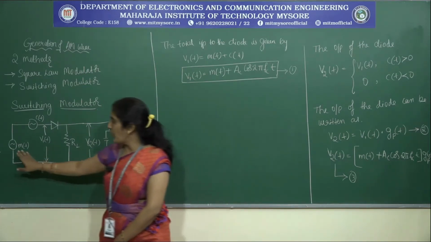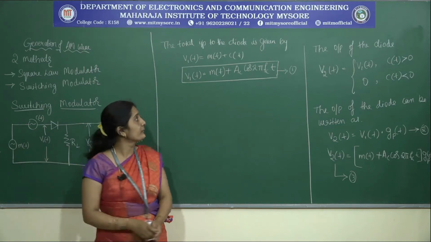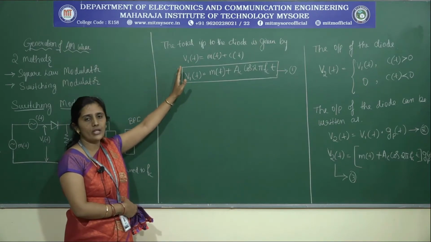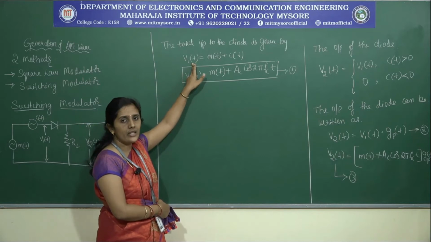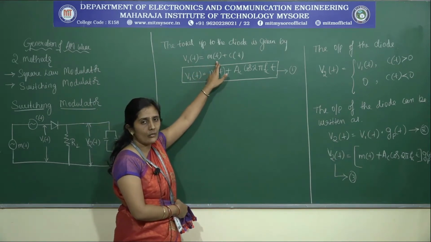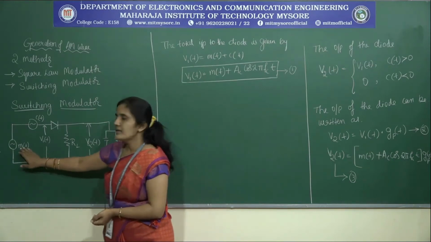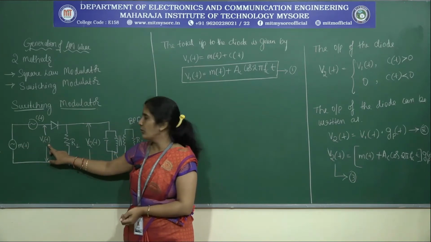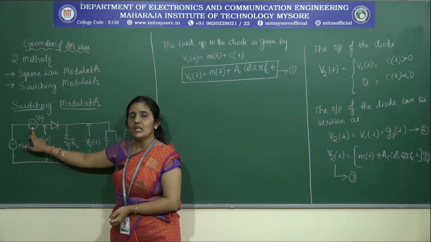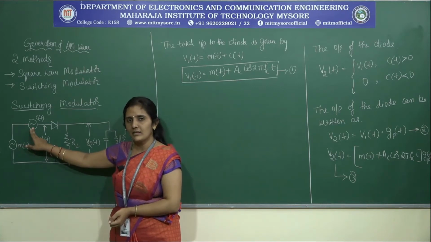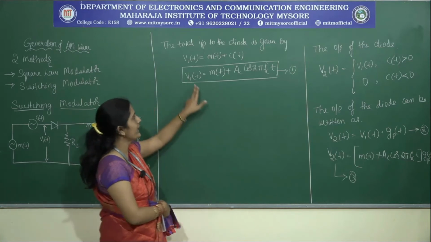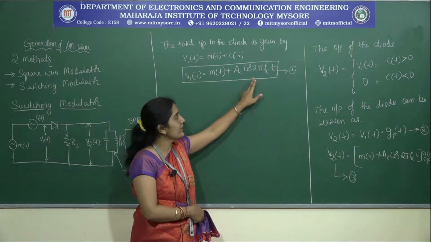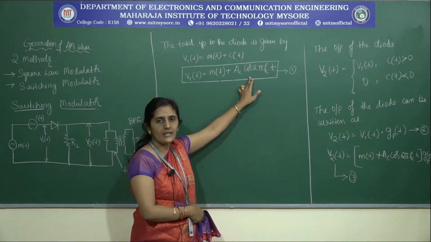Whenever we apply the signals m(t) and c(t), the total input to the diode is v1(t) equal to m(t) plus c(t). Here we add the message signal and the carrier signal. We know the amplitude of the carrier waveform, so we write v1(t) equal to m(t) plus Ac cos 2 pi fc t. Let us consider this as equation 1.